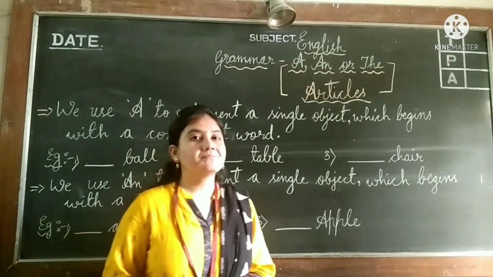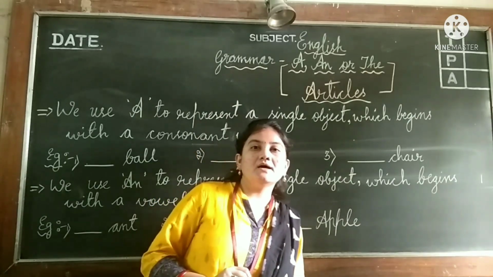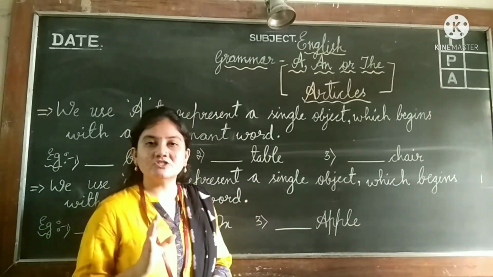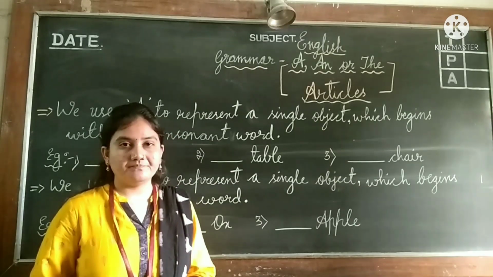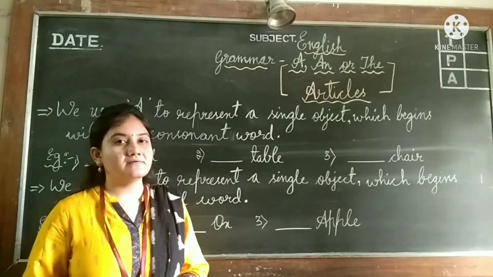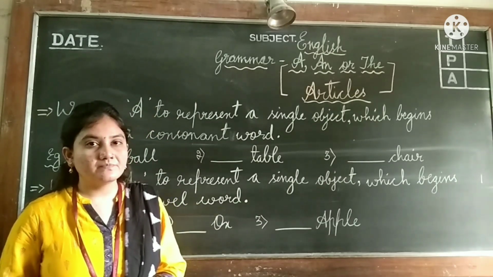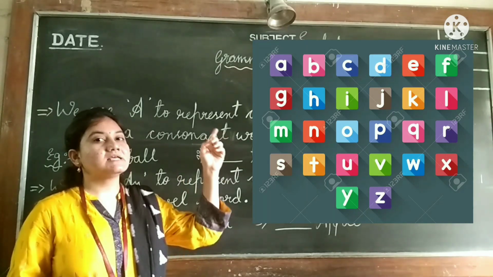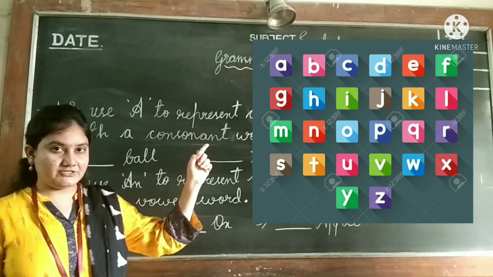Which subject, children? Yes, English. Today also we will continue with the grammar part. Can you tell me what we discussed in the last video, children? Yes, we discussed the alphabet. In the alphabet, can you tell me how many letters are there? How many letters are there in the English alphabet? Yes, you can see here. There are 26 letters in the English alphabet, from A to Z.